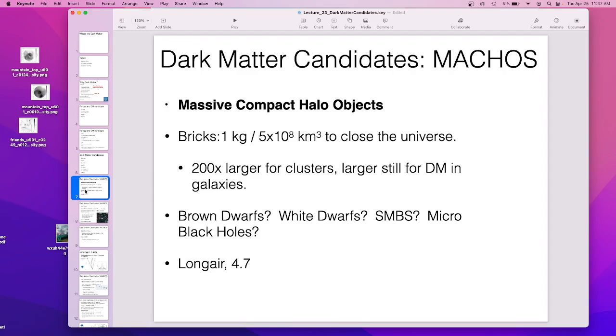That's the energy density to close the universe. It's pretty low when you think about it. So a little larger. It could be just objects: brown dwarfs, white dwarfs, supermassive black holes that aren't feeding like crazy, mini black holes, medium-sized black holes, all kinds of black holes. Black holes are black, so they're hard to see.